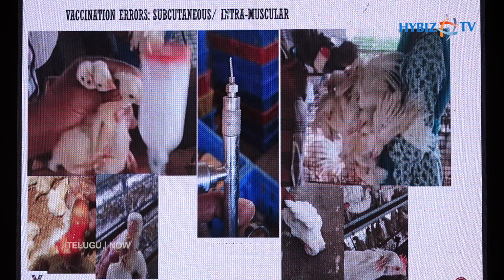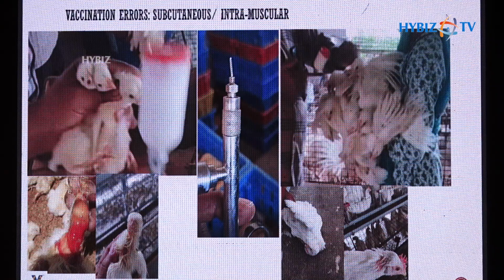This is one of the subcutaneous or intramuscular vaccinations. You can see this person is holding 3 chicks. Can the subcutaneous vaccination happen properly? This is what happens at the farm level. This is what I found when I audited some of the vaccinations. These are the errors that happen. When they vaccinate, you can see the reactions at the neck regions, the leakage happening, or the damage to the blood vessels, all these things.